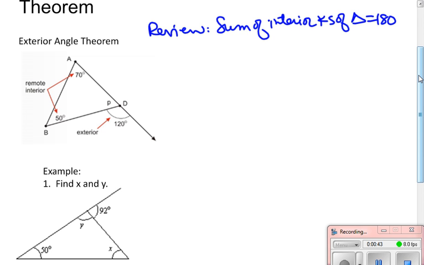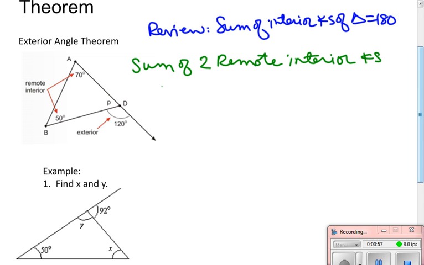So what the exterior angle theorem says is that the sum of the two remote interior angles is equal to the exterior angle. Now what that really means is the two far away inside angles added together equal the one exterior angle. And so we can set up an equation and solve for any part of it being missing.